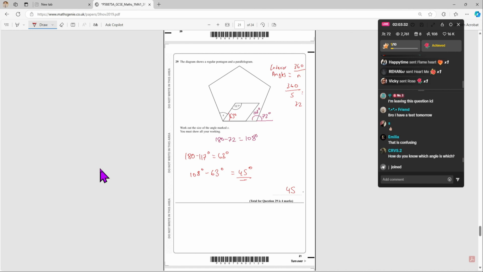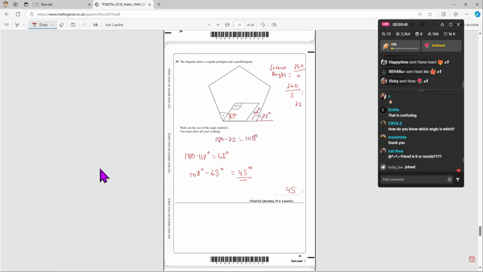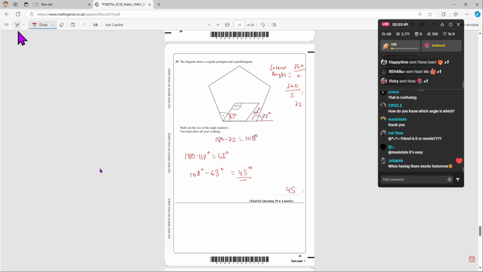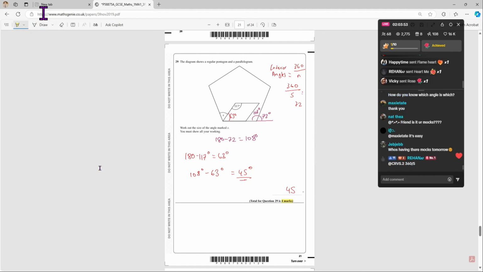So what you just need to do is remember the key rules for angles. You need to know co-interior angles, you need to know how to work out interior angles and exterior angles, and you need to know that in parallelograms opposite sides are equal and co-interior angles add up to 180 degrees, and then you'll be fine with this 4-marker question. Very, very easy to do. 4 marks.